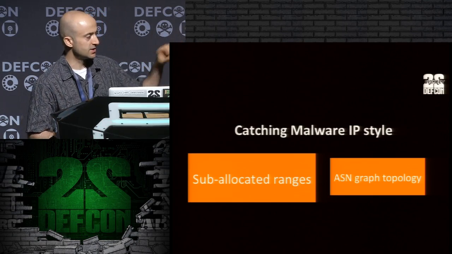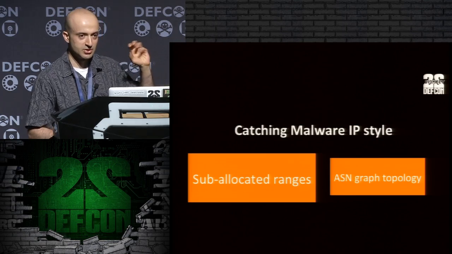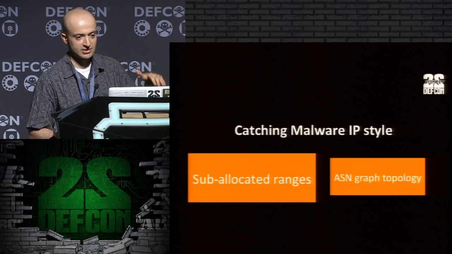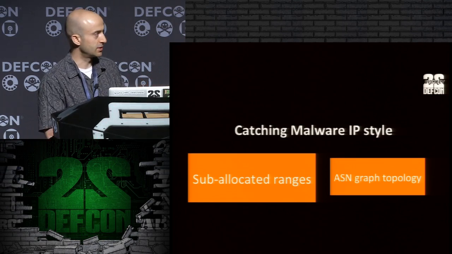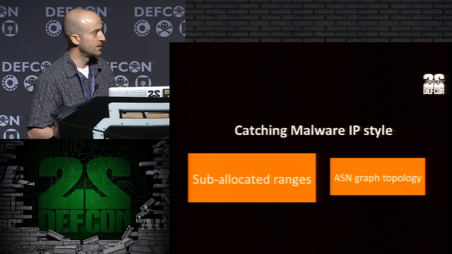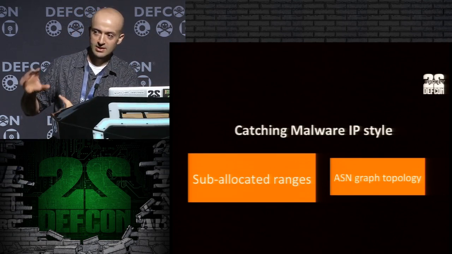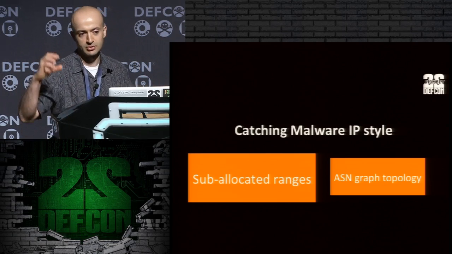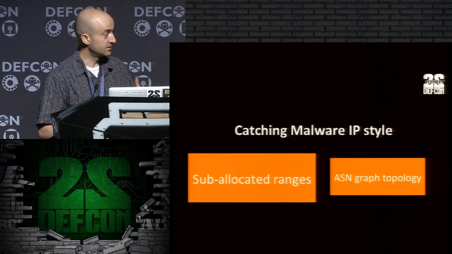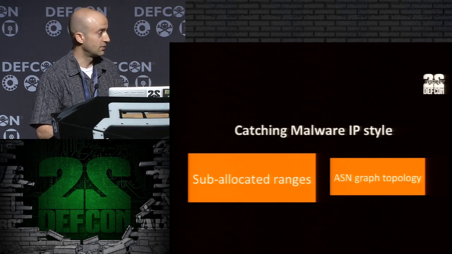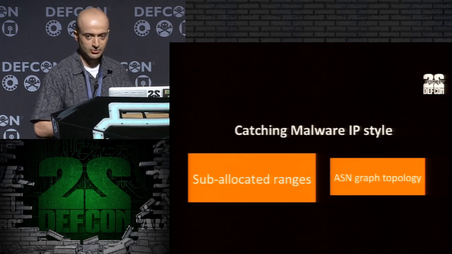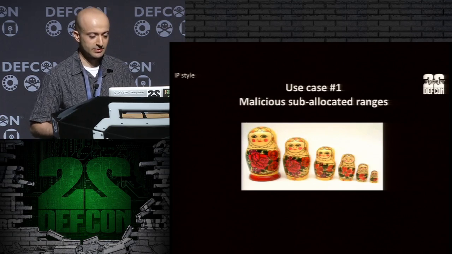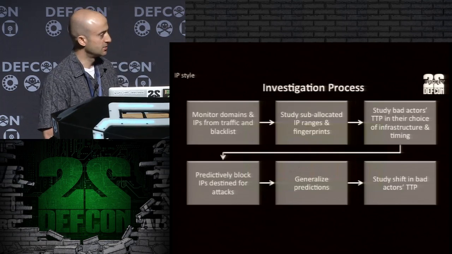We wanted to look at the granularity in one case finer than the BGP prefix, which is sub-allocated ranges. So let's say you have a prefix of /16, you want to look at smaller granularity, like /28 and /29. On the other end, you want to look at the ASN graph, because that's larger than just a single ASN if you're just counting numbers within that ASN. And that gives us a lot of valuable intelligence, and we were able to build some really cool models. So the first one is about the malicious sub-allocated ranges.